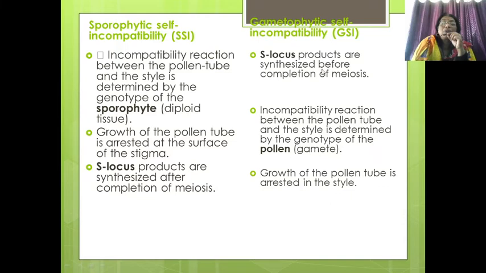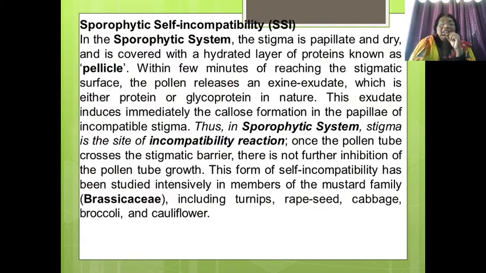While in case of a gametophytic self-incompatibility, the S locus products are synthesized before completion of meiosis, and this incompatibility reaction between the pollen tube and the style is determined by the genotype of the pollen, and pollen is nothing but a haploid tissue, therefore it is termed gametophytic. Sporophyte is a diploid one, correct? You remember these two points. And growth of the pollen tube in case of gametophytic self-incompatibility is arrested in the style.